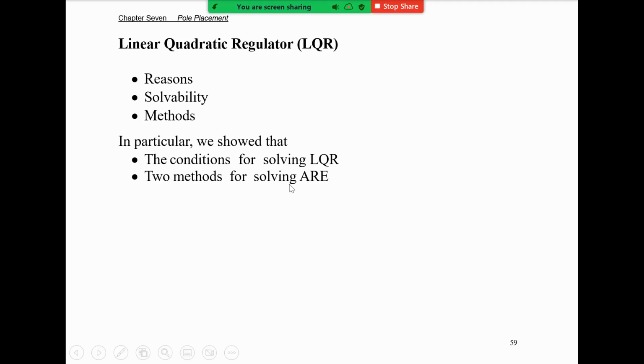Then I gave you the two methods for solving the ARE. You can directly solve the Riccati equation. That one, you may encounter some complicated issues when the order is high. So when the order of the system is low, you can directly solve it. When the order of the system is high, you will have to use the other way, the eigenvector method. Then we proved the stability of the optimal control system.